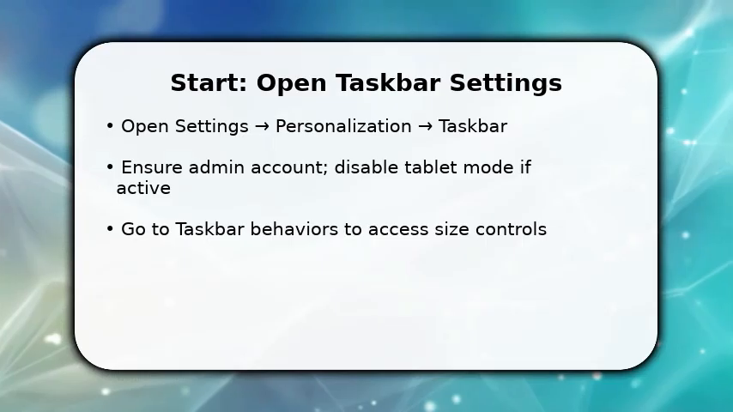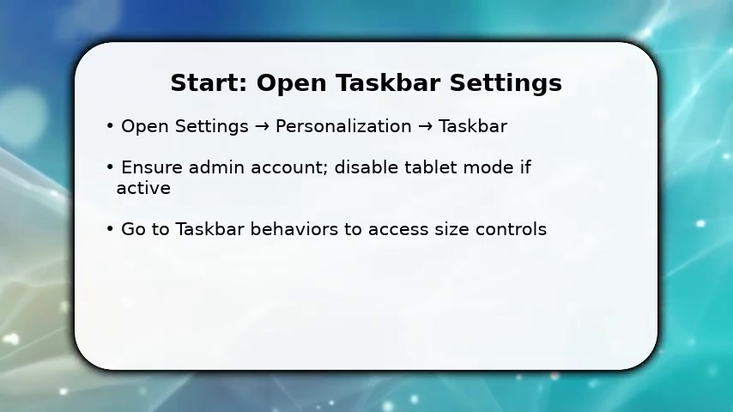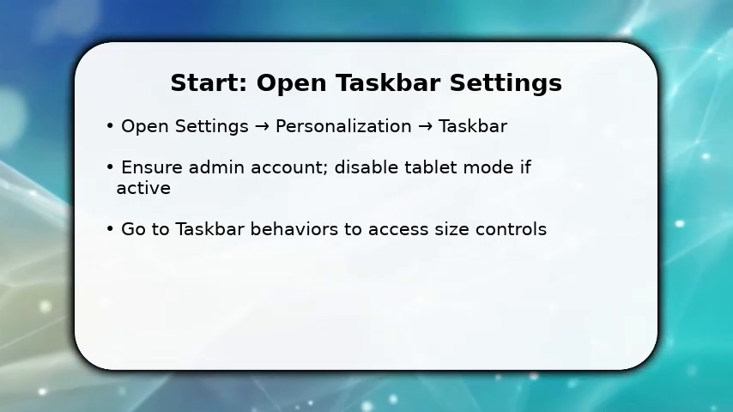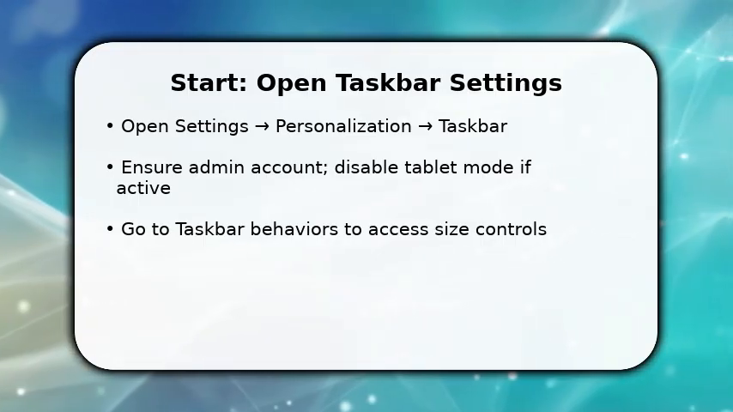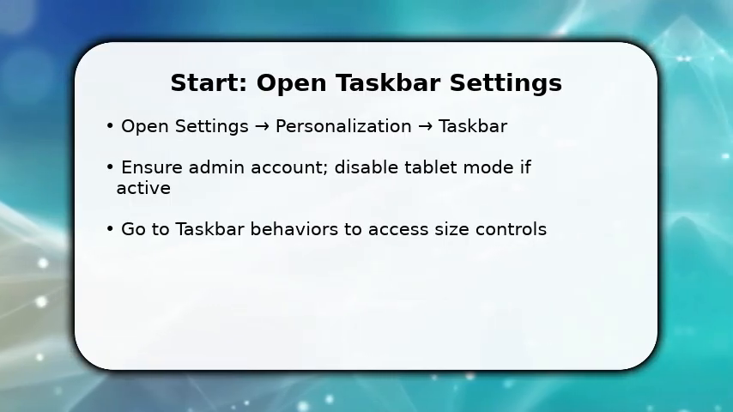You'll start by opening Settings and confirming System State before changing the taskbar. Click Start, type Settings, and press Enter to open Windows Settings. Once there, go to Personalization, then Taskbar to expose taskbar options.